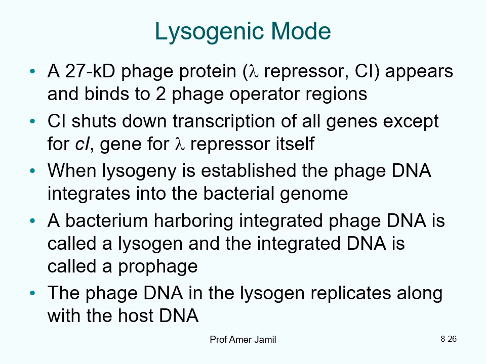So what is controlling this lytic and lysogenic mode? Basically, it is a 27 kD phage protein called lambda repressor or C1. It appears to bind to two phage operator regions. C1 shuts down transcription of all genes except its own and some of the genes required for lysogeny. And when lysogeny is established, the phage DNA is integrated into the bacterial genome. The phage DNA in the lysogen replicates along with the host DNA.